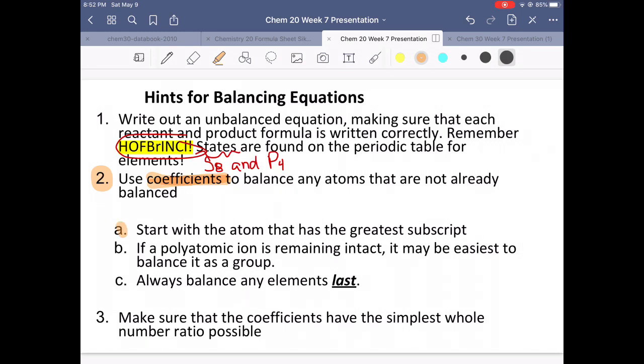These last three here, A, B, and C, can be quite helpful. You may find it useful to start with the atom with the highest subscript. That's the little number. And out of any of these, I find this one, B, the most helpful.